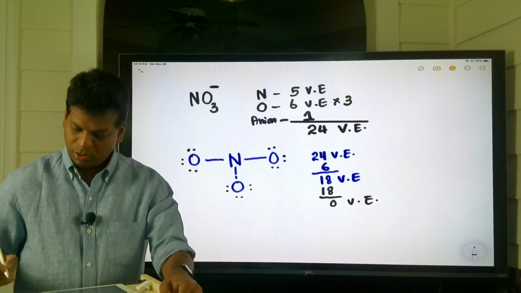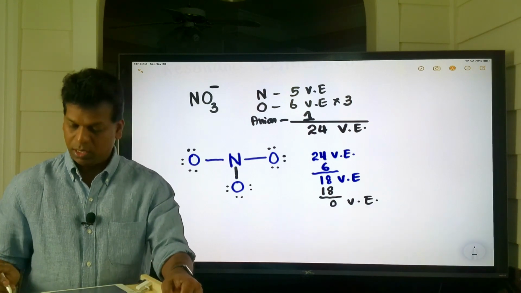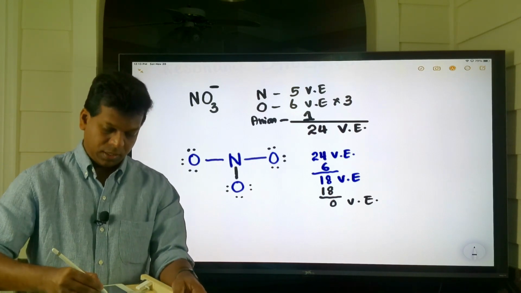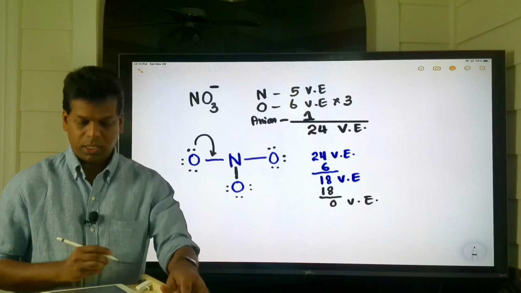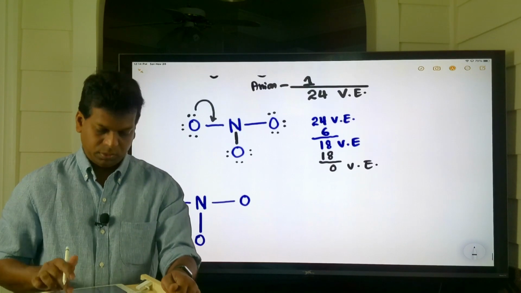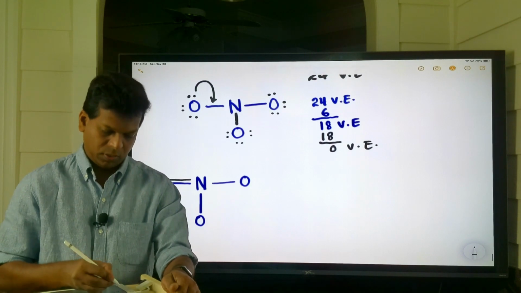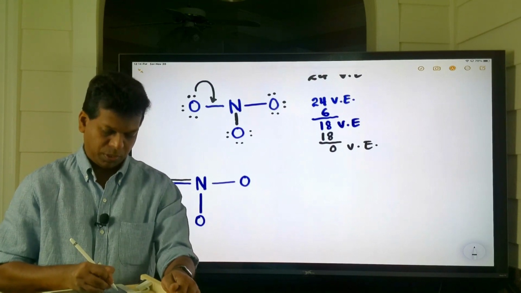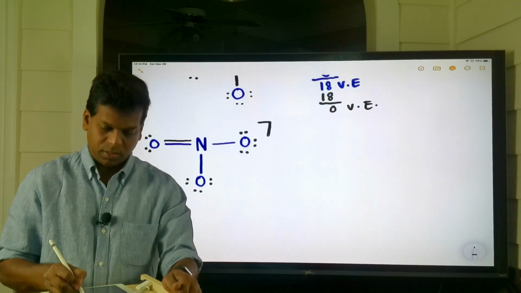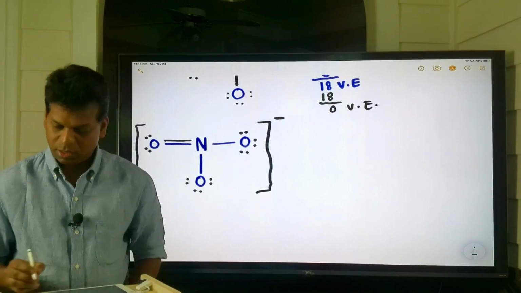The central nitrogen does not have 8 electrons. Oxygens are happy. Oxygens have 8 electrons. Now let's make it 8. So I can take one of these pairs and share it with nitrogen. If I do, what I get is this. So I'm going to make a double bond between nitrogen and oxygen. So now this oxygen will have 2 electron pairs. The others will have all 3. So this is nitrate ion. That is the Lewis dot structure for nitrate ion.